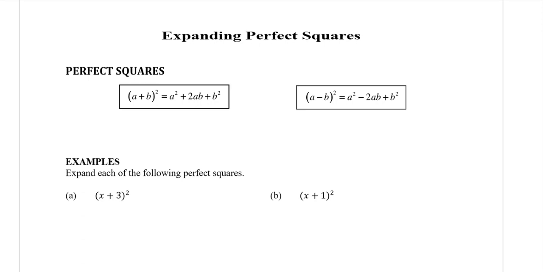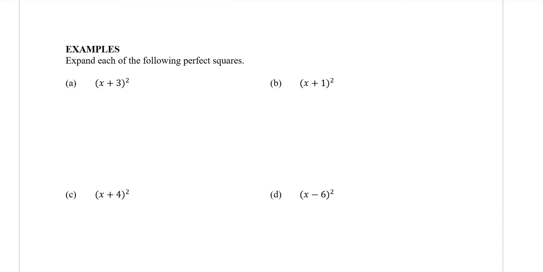So when we see these questions, you'll see that they have a bracket and the little squared. The squared means that it's times by itself. So the first thing I want you to do is to put another x plus 3 next to the first one. So that basically means we don't need the squared anymore, because squared means that we have two of them together. Now we can times it out like we were doing yesterday.